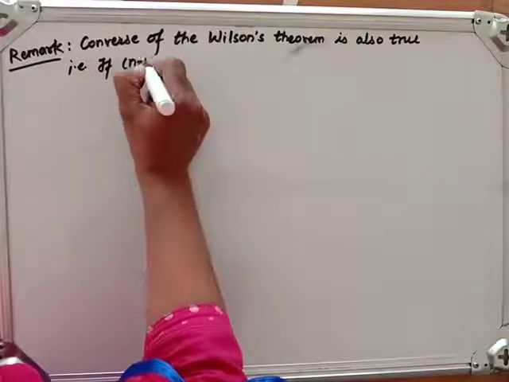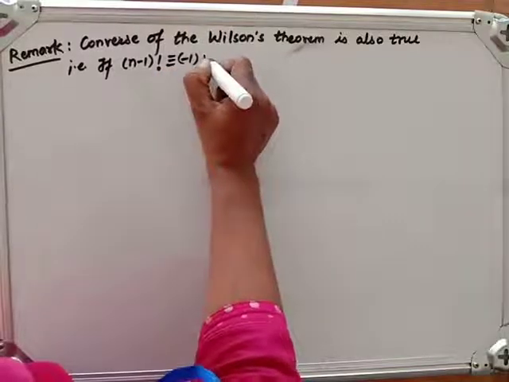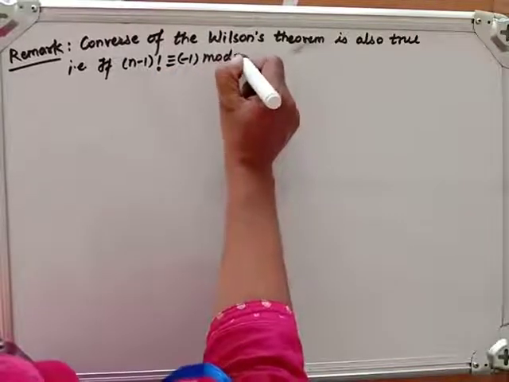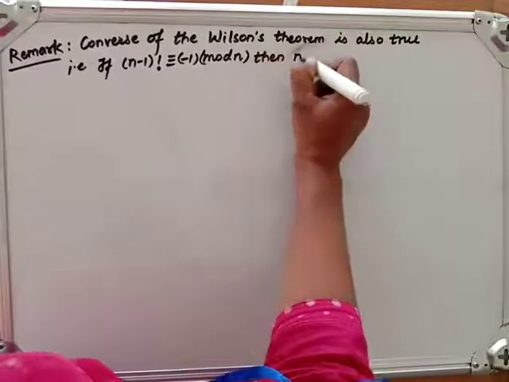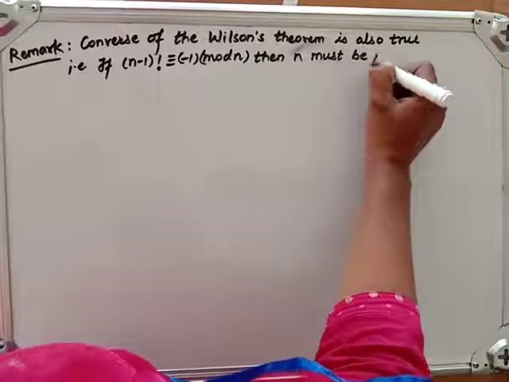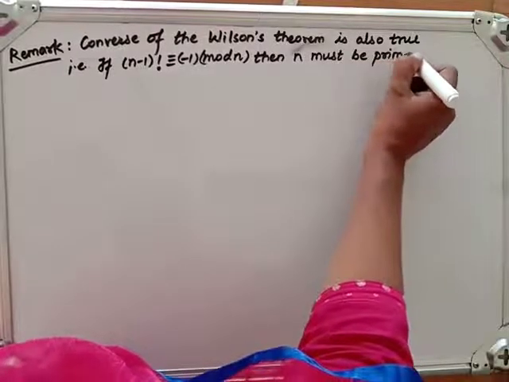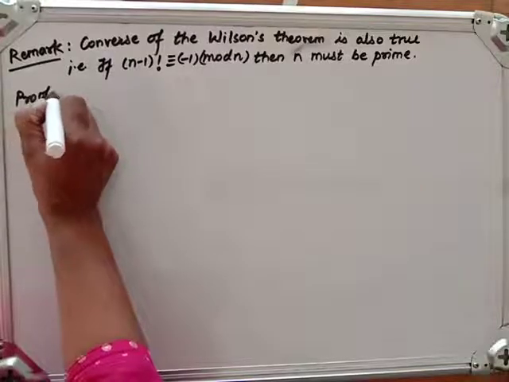if (n minus 1) factorial is congruent to minus 1 modulo n, then n must be prime. Okay, so let us see the proof of it.